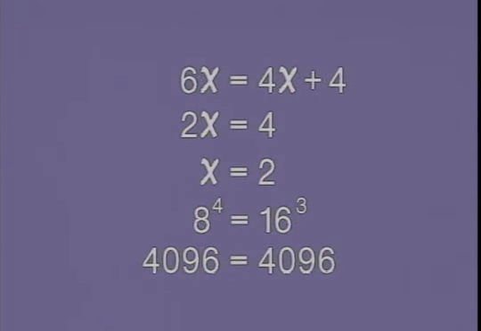We have 6x equals 4x plus 4, and we're back to a simple linear equation. We subtract 4x from both sides, we get x equals 2. We're not done, we need to check. We go back to the original equation, 8 to the 2x. Well, if x is 2, 2x is 4.